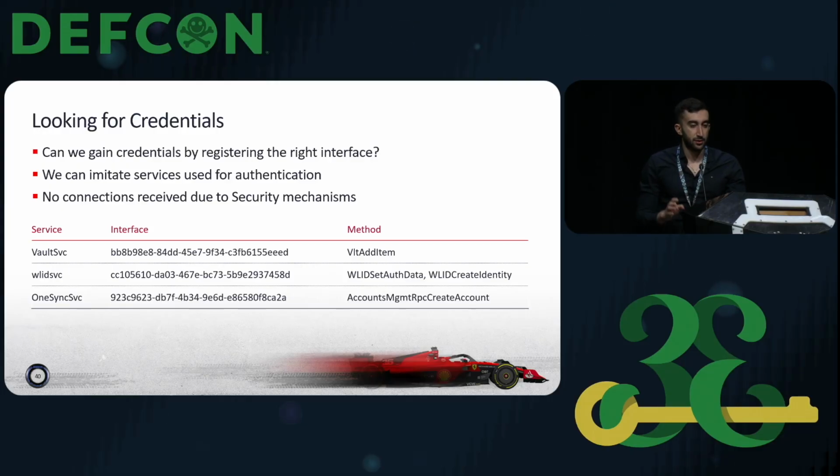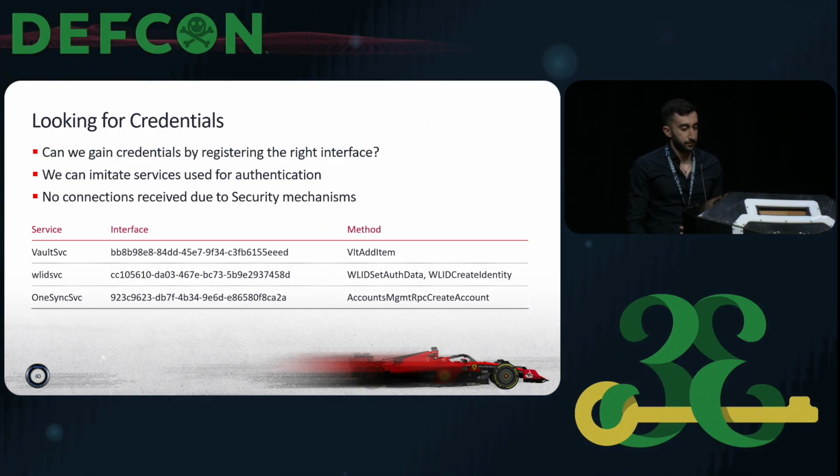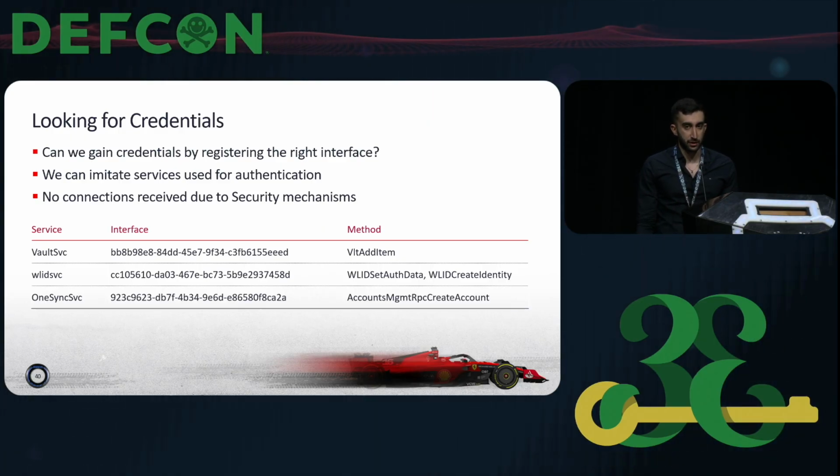At this point, I understood that I can't abuse the RPC connection, but maybe I can take advantage of the functionality the RPC server offers. If I masquerade as a server used for authentication, the clients will provide me with sensitive credentials. Out of all the vulnerable interfaces, I looked for ones with keywords such as credentials, identity, and account, and ended up with these three interfaces: the Vault service, Microsoft Account Signing Assistant, and the Sync Host service. When I launched my rogue server and used their clients, none of them connected to me.